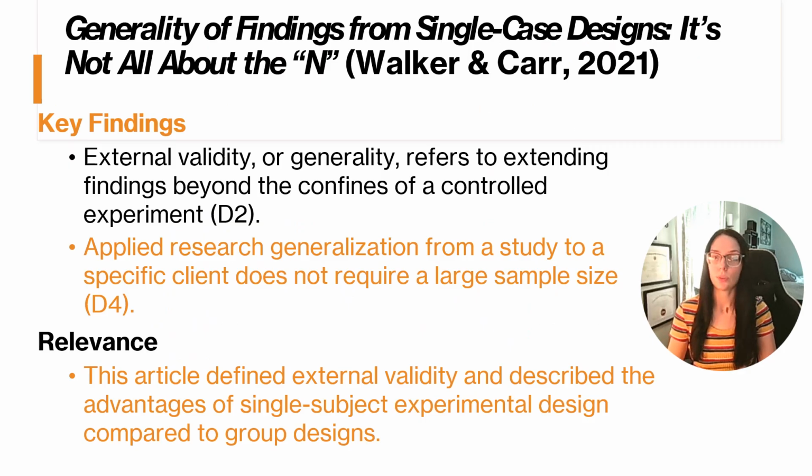The next article was Generality of Findings from Single-Case Designs, It's Not All About the End by Walker and Carr in 2021. The key findings from this were that external validity or generality refers to extending findings beyond the confines of a controlled experiment. Applied research generalization from a study to a specific client does not require a large sample size. Relevant to this article is that it defined external validity and described the advantages of single-subject experimental design compared to group designs.